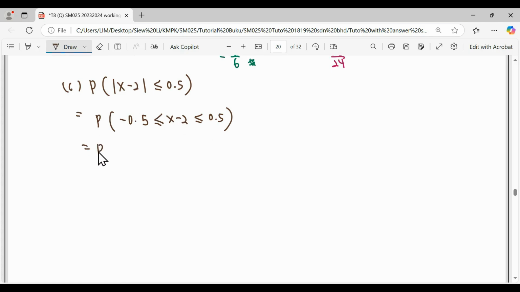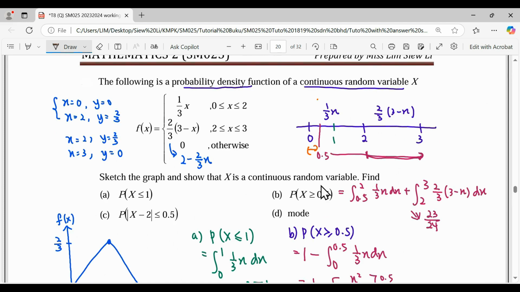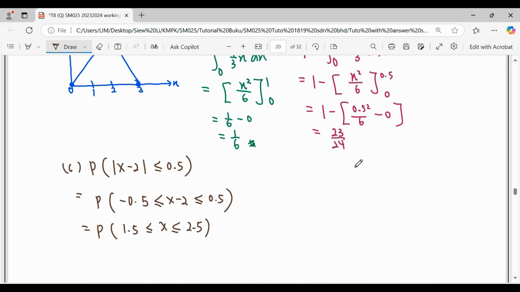Then we take out the 2. When we plus 2 here we have 1.5 and we plus 2 here, which is 2.5. So the area we need to find is 1.5 until 2.5. So 1.5 is here until 2.5. You can see this area under the graph is involving two functions, which is 1.5 until 2, the 1 over 3 x function, and then 2 until 2.5, 2 over 3 minus x is another function. So we have two pieces of area here.